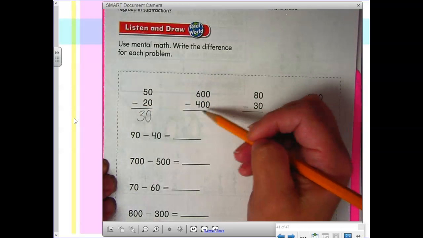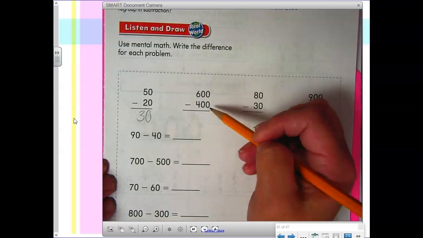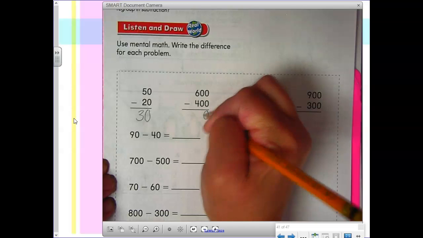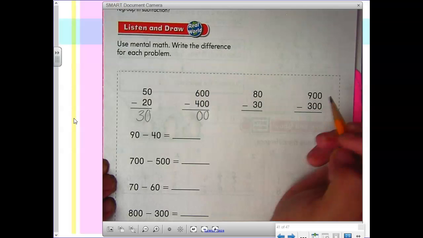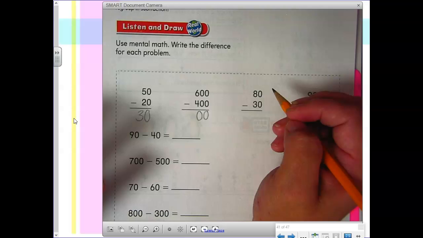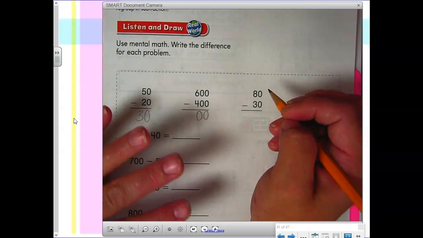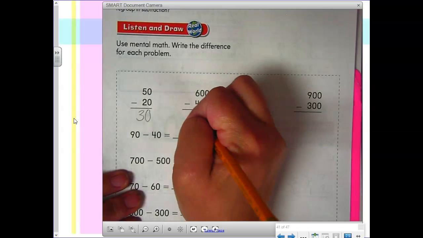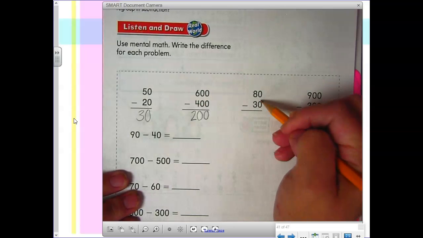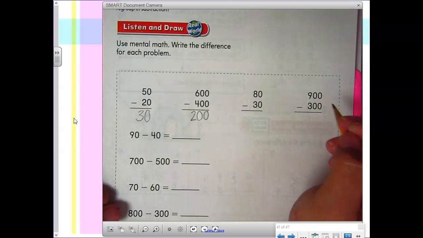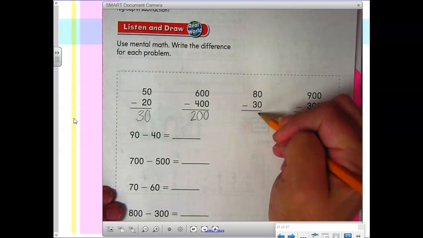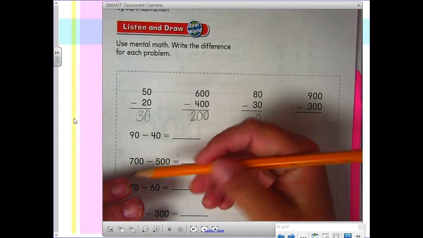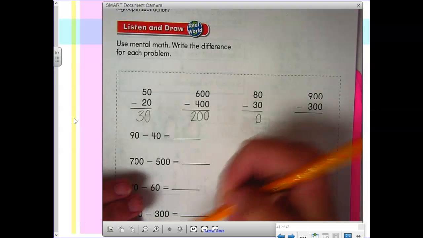All right, 600 minus 400. What are we going to do? Bring down our 2 zeros, and then 6 minus 4. All right, 6, 5, 4, 3, 2. 200. 80 minus 30. What will we do? Bring down our 0. Count back 3. 8, 7, 6, 5.